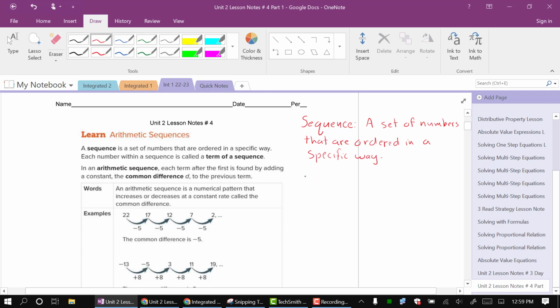The next thing that we're going to look at is term of a sequence. And that's each number in a sequence.